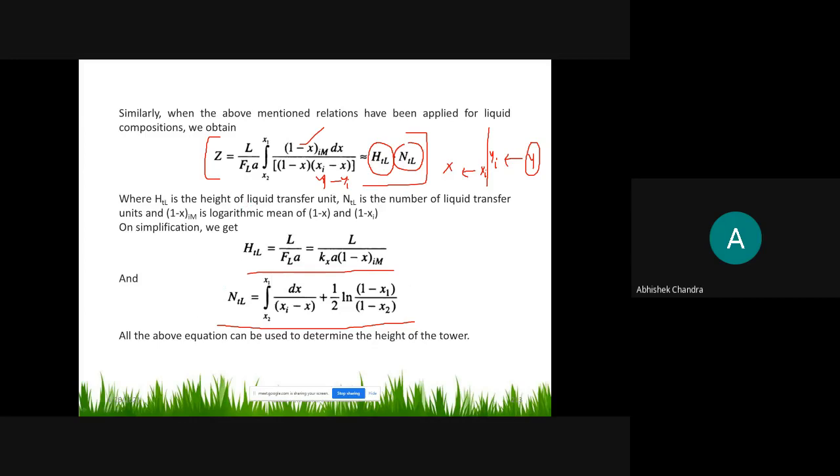All these equations are used to determine the height of the tower. Actually this gives the height of the packing, not the height of the total tower. The total tower calculation is a mechanical part, because we consider the top and end covers and the spacing provided for gas distribution and liquid distribution. So the total height will be different from what we calculate by this method, but this gives the height of the tower where the mass transfer will take place, that is, the part of the packing.